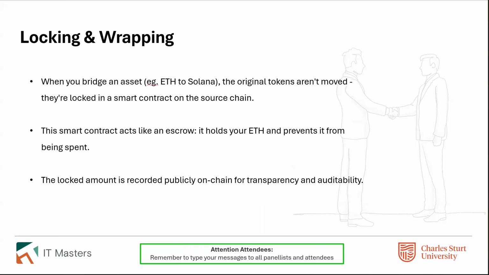So I just mentioned locking and wrapping. What is that? When we bridge an asset, for example, Ethereum or ETH to Solana, the original tokens aren't moved, they're locked. Let's say we're transferring 10, and the equivalent is 10 on the other chain. Those tokens, or in this case this coin, are moved into the smart contract. I'm being very general here, but the smart contract acts like a wallet, like an escrow. It holds on to your ether and prevents it from being spent. It puts it into its own little box.